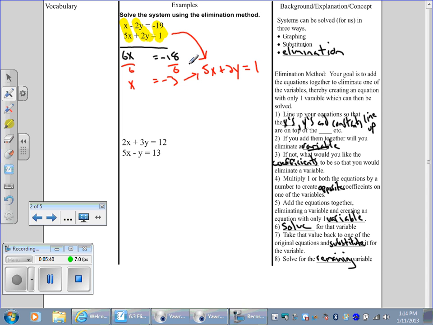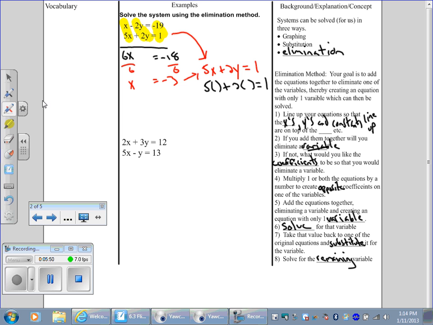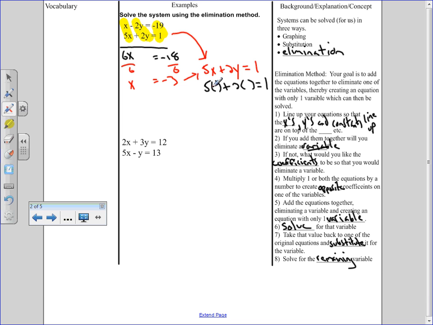And now we're going to substitute. 5 times something plus 2 times something equals 1. Now, where can I substitute? Well, I can actually substitute in here. X is the same thing as -3. Y stays y. Now, we have an equation with only one variable, so that can be solved again. So this is -15 plus 2y equals 1.